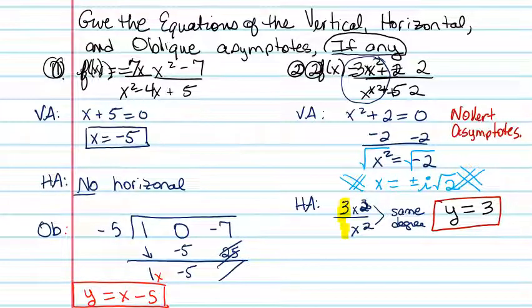Now, if I have a horizontal, then I don't have an oblique. You can't have a horizontal and an oblique at the same time. So just remember that. So there is no oblique.